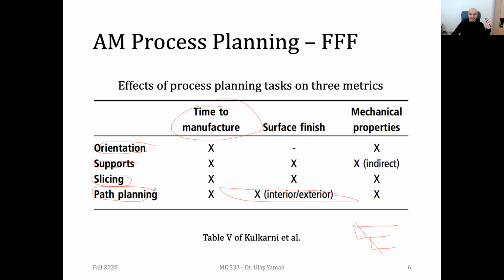Another thing affecting the fabrication time is path planning. If you have complicated paths, let's say your printer is extruding material here and then stops extruding and goes to another point, then starts extruding, this will take lots of time. So we want to have a continuous pattern. If you have continuous interior printing, then that will decrease the fabrication time. So this is how the parameters are affecting such kind of mechanical properties, surface finish, and manufacturing time.